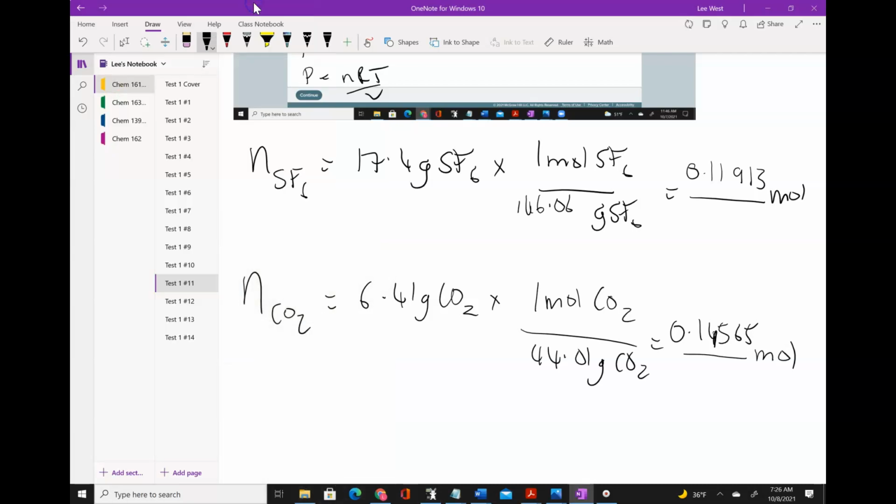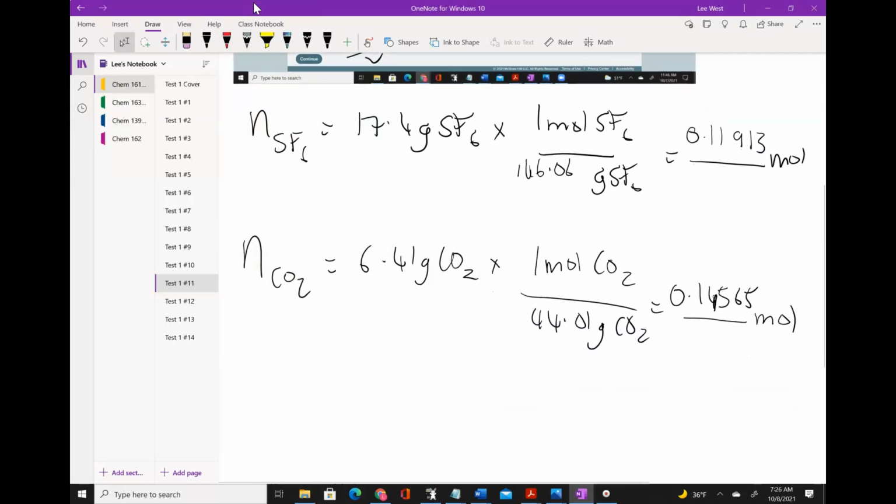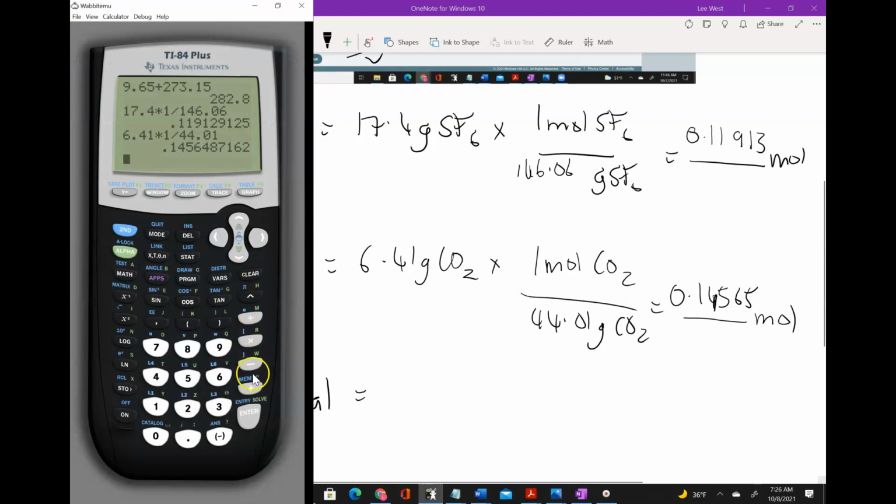Alright, so we look like we have everything we need to do our mole fraction now. So I'm going to go ahead and calculate my total moles. So my previous answer plus 0.119129. There we go. So my total moles is 0.2647778.